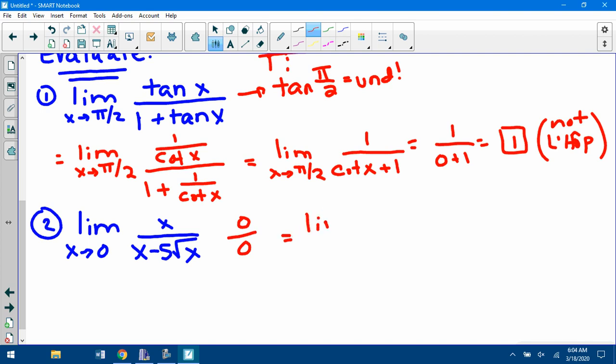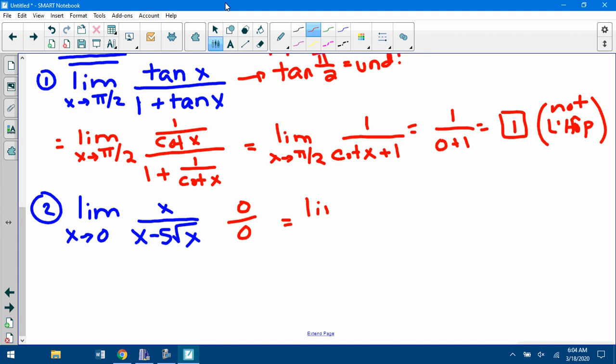So this is going to equal the derivative of the top. What's the derivative of x? 1, over the derivative of the bottom. So we have 1 again, minus, and remember this is really 5x to the 1/2. So when I take the derivative, it's going to be 5 halves x to the negative 1/2. And you do need to say evaluated at x equals 0.